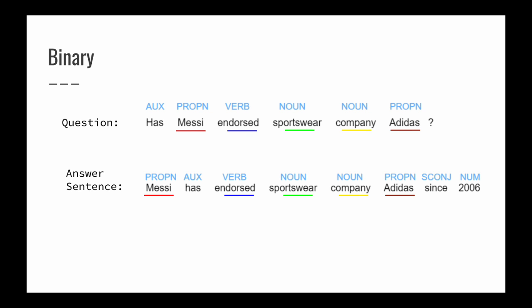Binary questions. The approach for binary questions is that we extract the proper nouns, verbs, nouns, and adjectives in the question, and if all of them or hyponyms and synonyms of them are present in the answer, we return a yes, otherwise, we return a no.